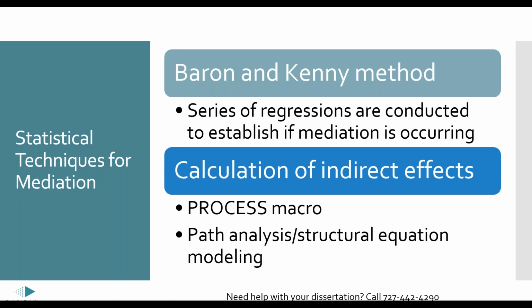And so what about mediation? What are the statistical techniques we can use for that? Well, the most basic statistical technique for mediation is to establish mediation through a series of regressions, and this is what's known as the Baron and Kenny method. However, it's becoming increasingly preferred, instead of using the Baron and Kenny method, to directly calculate the mediation effects. So this would be the calculation of indirect effects.